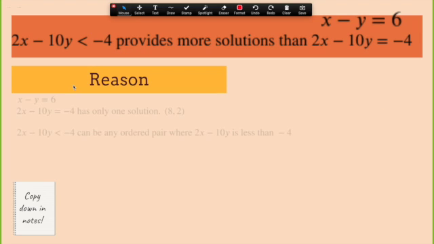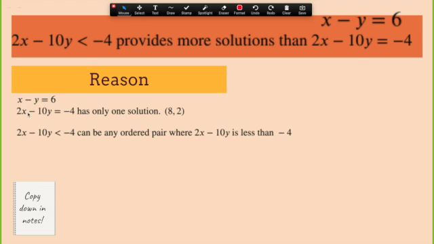Now, the reason behind this is because the solution of the system of linear equations only gives you one solution. If we were to graph the linear equations x minus y equaling 6 and 2x minus 10y equaling negative 4, you would see that we would only get 1 point. In this case, if we have 2x minus 10y being less than negative 4, this can be any ordered pair where 2x minus 10y is less than negative 4.